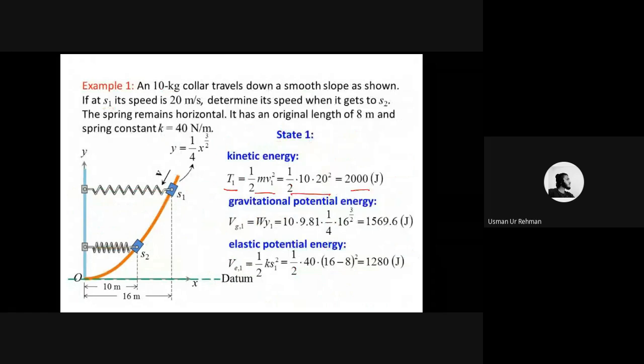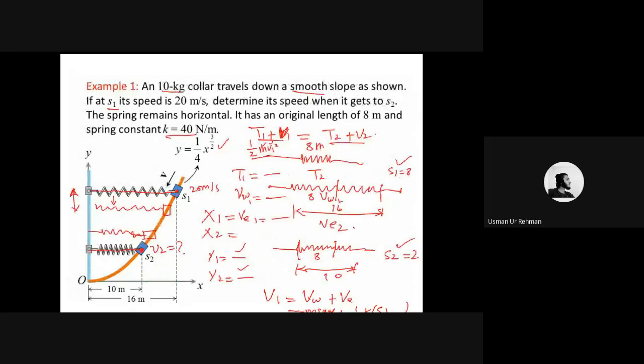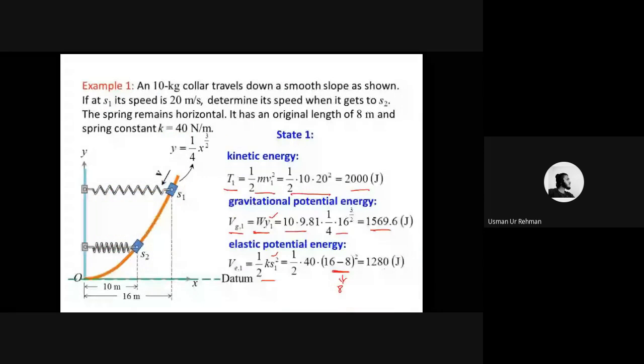Is it clear? Yes, sir. And then we will find out G1, gravitational potential energy, VG1, which is equal to W Y1, and we know how to find out Y1, right? This is the answer. And then the elastic potential at S1. Why is this 16 minus 8? Same as this one. S1 was 8. 16 minus 8 is equal to 8, right? Yes, sir.